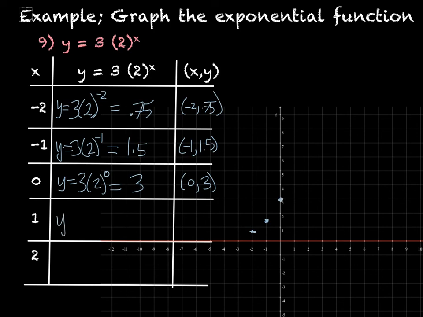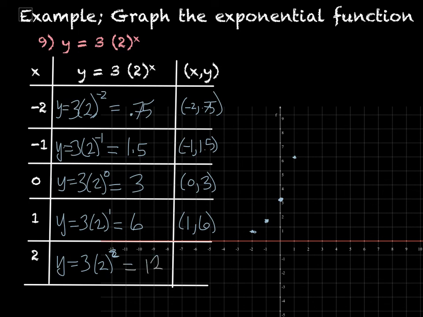And then I put in 1. Y equals 3 times 2 to the first power is going to equal 6. So that is the point 1, 6. And then the last one I have here, y equals 3 times 2 to the second power. That's going to give me a 12. So that is the point 2, 12. Somewhere about there. And then I connect my points.